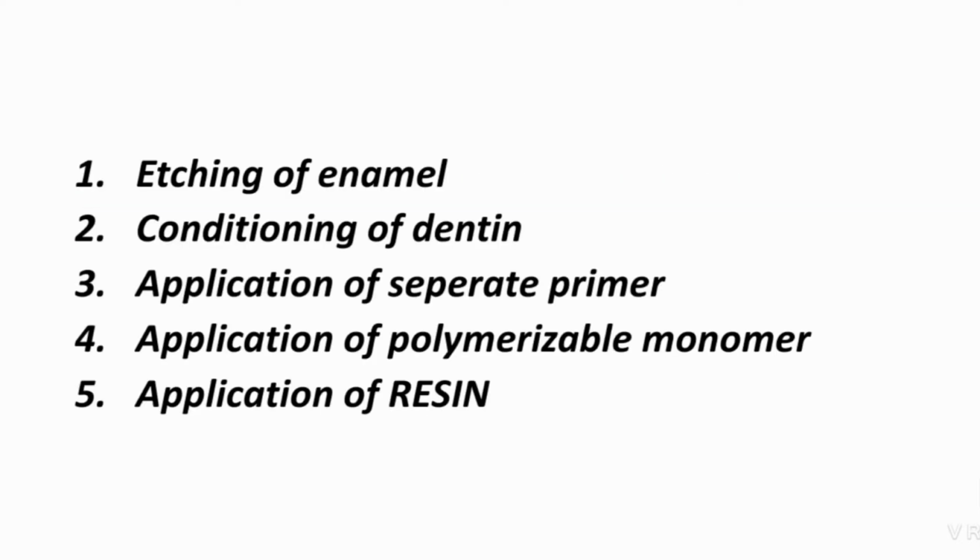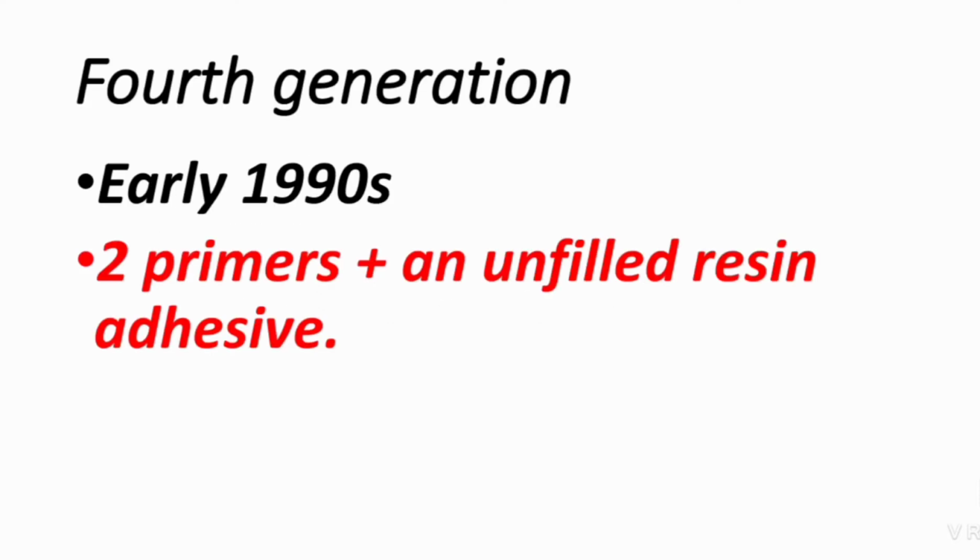These steps are etching of enamel using 37% phosphoric acid, conditioning of dentine using mild acids, then application of a separate primer, polymerizable monomer, and finally the application of resin. All this made the usage of the third generation very complex.